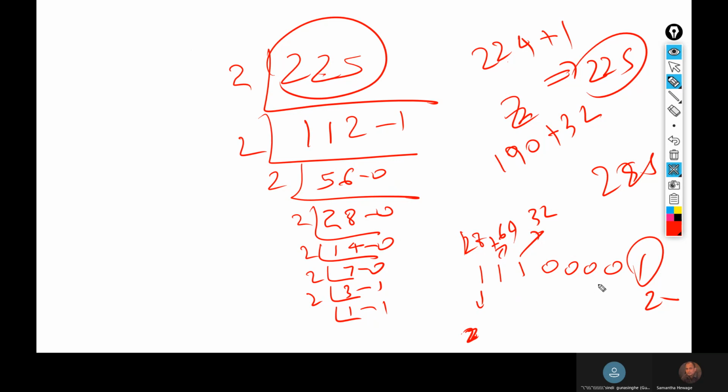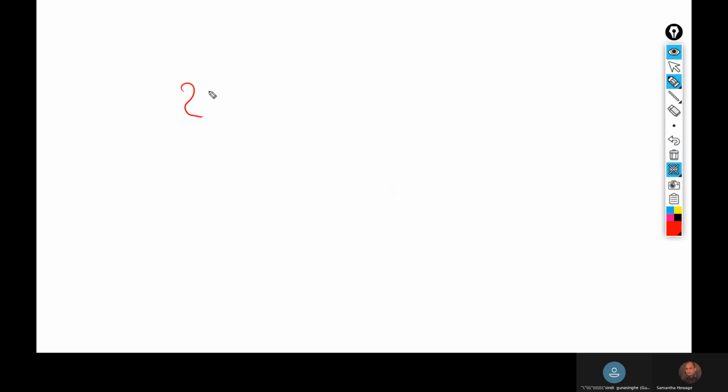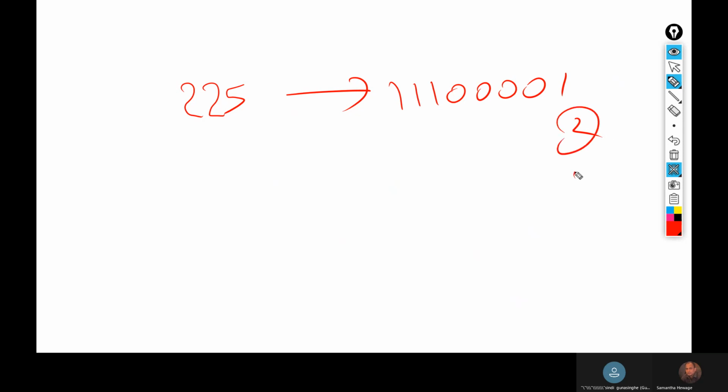That means 11100001. That means 225 decimal converts, you can say, to 11100001. This is base 2. This is base 10. Are you okay with these calculations? I think you are. Right?